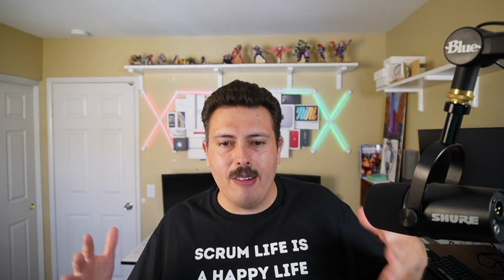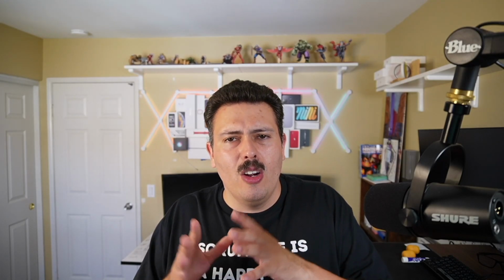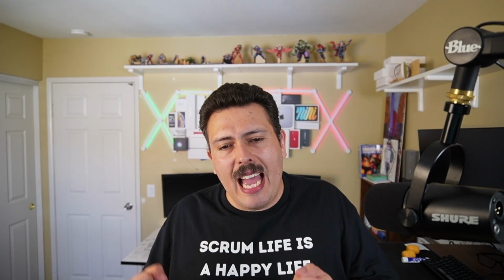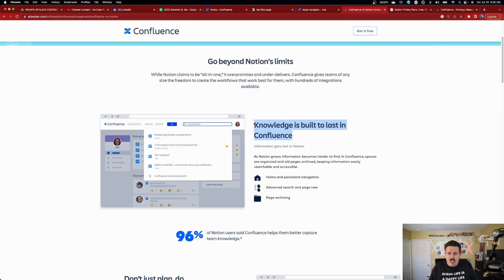From my research, from the few hours that I spent learning this, one of the key differentiators, which we're going to talk about more when we talk about pricing next, is that of the retention of the information. Knowledge in Confluence is built to last. That means you're not going to get information lost. And from what I'm gathering, information gets lost in Notion.